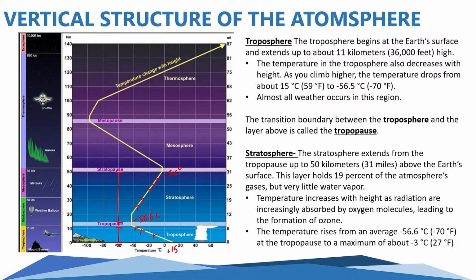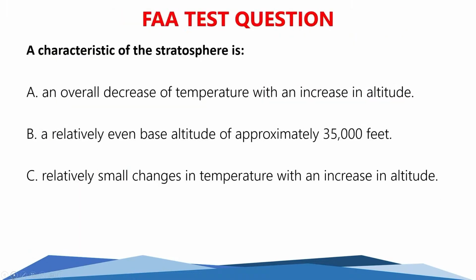Okay. All right. So let's go ahead and look at another FAA test question. So kind of put on your thinking caps. Think about what was the stratosphere and what was the troposphere, and talk about those characteristics. So a characteristic of a stratosphere is it A, an overall decrease of temperature with an increase of altitude? B, a relatively even base altitude of approximately 35,000 feet, or C, relatively small changes in temperature with an increase in altitude?